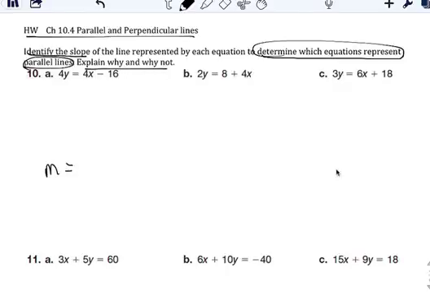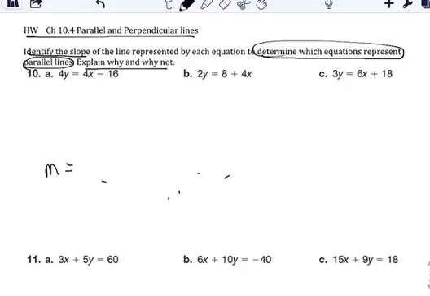Okay, so the first one, in order to find, why is it doing this? Okay, to find the slope, girls, shh. If you guys need to talk, please leave.